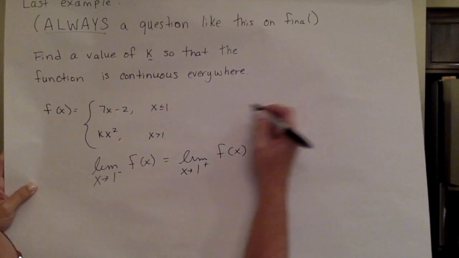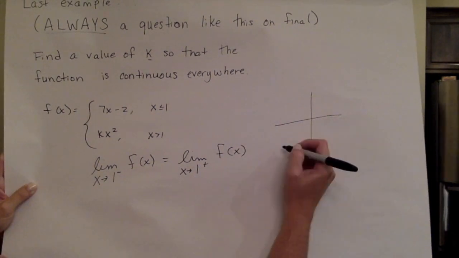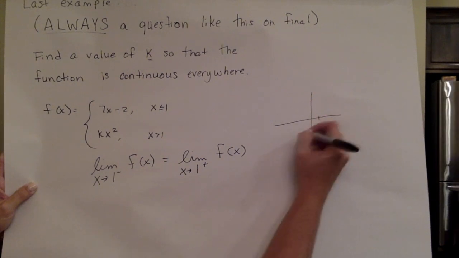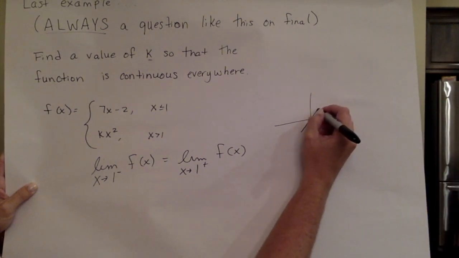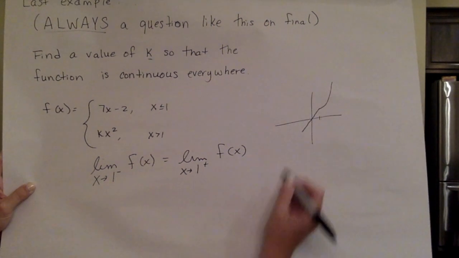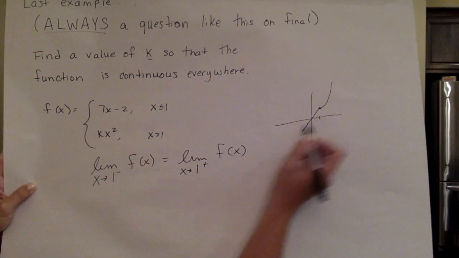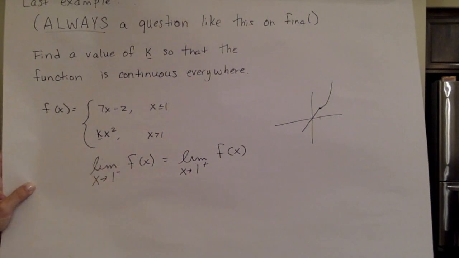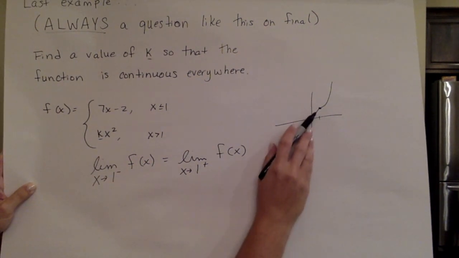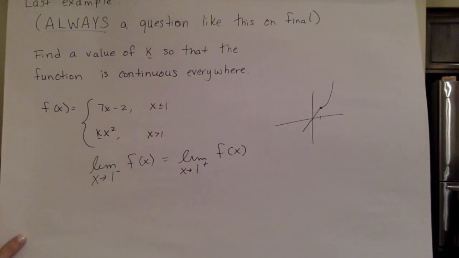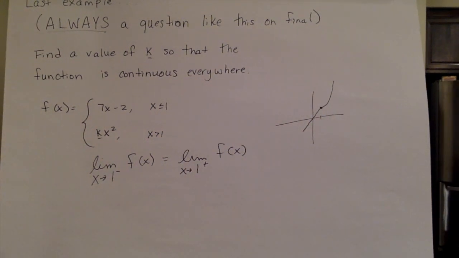Because again, if I'm just thinking about these graphs, what do I have here? I have some sort of line, and it's doing something like this, and then I have a parabola that might be doing something like this. And I want to find out what the coefficient on this parabola has to be in order for these two to meet, the limit from the left and the limit from the right to meet. Okay, so that's really what we're looking at here.